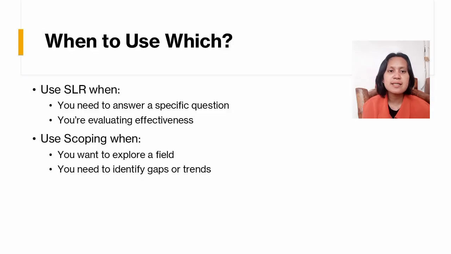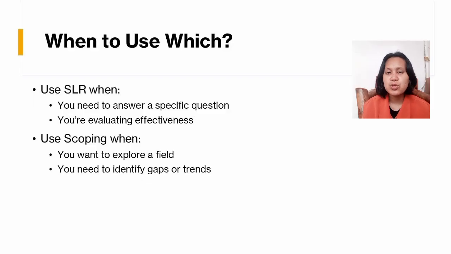Next, you use SLR when you're evaluating effectiveness. So if you want to know whether an intervention works, like whether exercise reduces anxiety, a systematic review can combine results from multiple studies to measure overall effectiveness. This makes it especially useful for evidence-based decision making in healthcare, education, and policy.